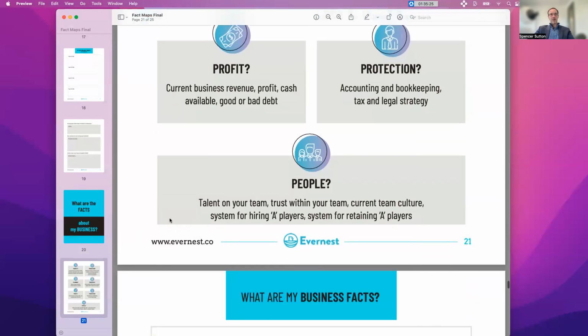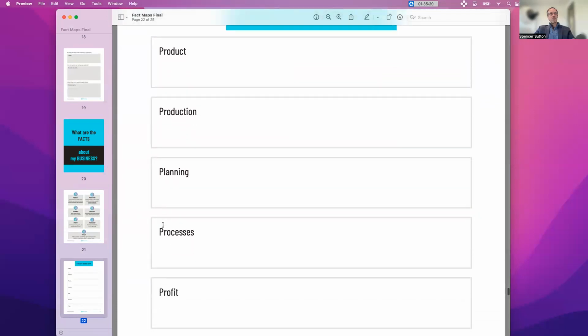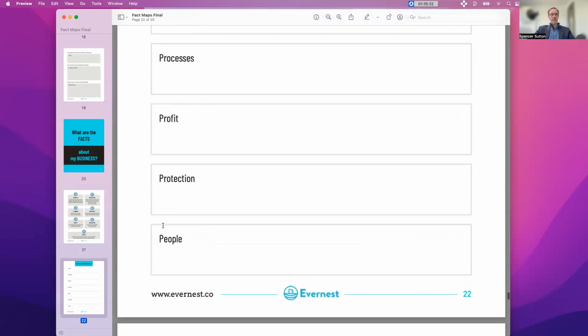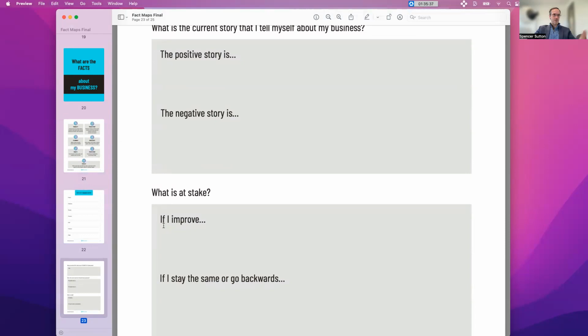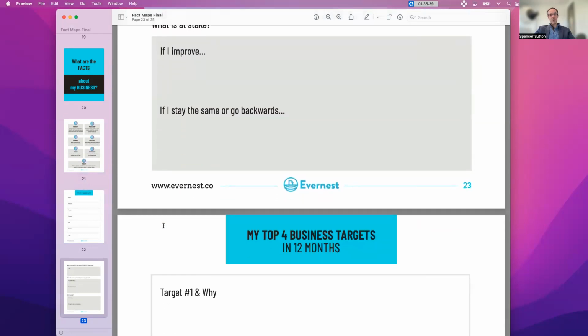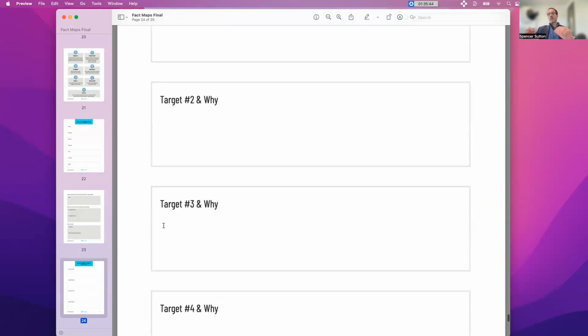And then you can talk about your team, people on your team, and you just want to journal or write here about it. And then you want to talk about your negative stories and your positive stories about your business. What's at stake if you don't improve or if you do improve? And then you want to identify targets. So targets could be door related, it could be team member growth related, it could be revolving around your team, it could be a number of different things.